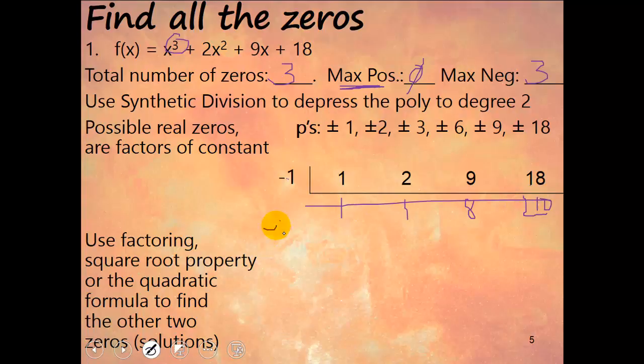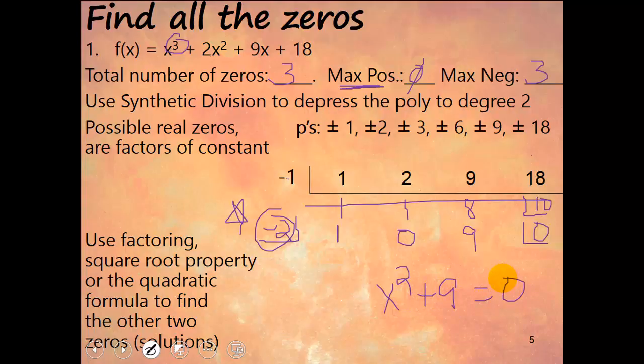So now I'm going to test negative 2. I'm going to bring down my 1. 1 times negative 2 is negative 2. I'm going to add it to 2. That gives me 0. 0 times negative 2 is 0. I'm going to add it to 9. That gives me 9. 9 times negative 2 is negative 18, plus 18 gives me 0. So my remainder is 0. Okay, so this is a good one. All right, and now I've depressed my polynomial. So this is x squared plus 9. That's my other factor. And I know that that has to equal 0 in order to produce a solution.